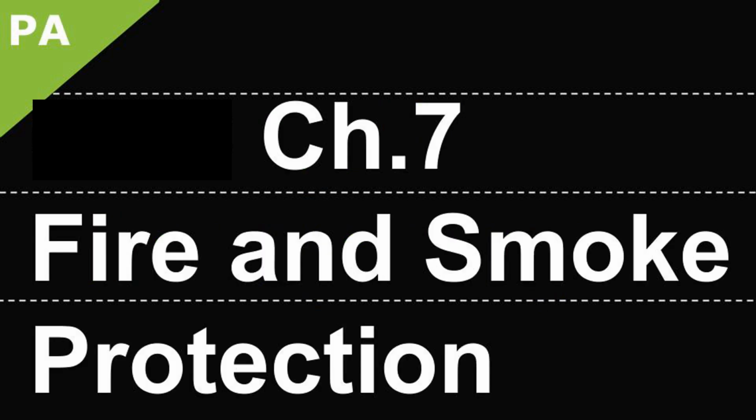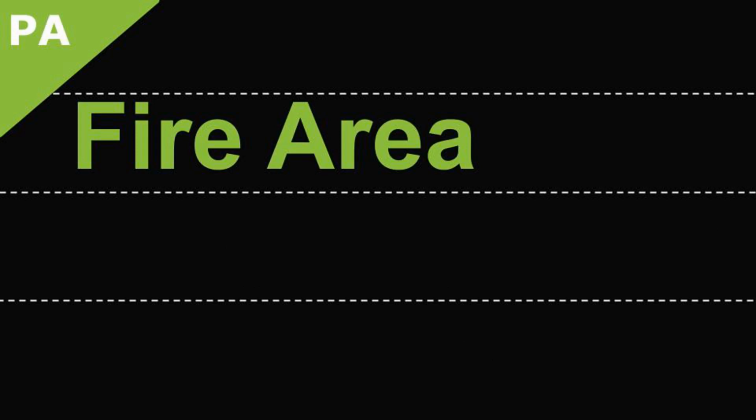IBC Ch.3 Fire and Smoke Protection. Fire area. A fire area refers to the area enclosed and bounded by firewalls, fire barriers, exterior walls, or horizontal assemblies of a building. This requirement is located in IBC Chapter 7, Fire and Smoke Protection Features.